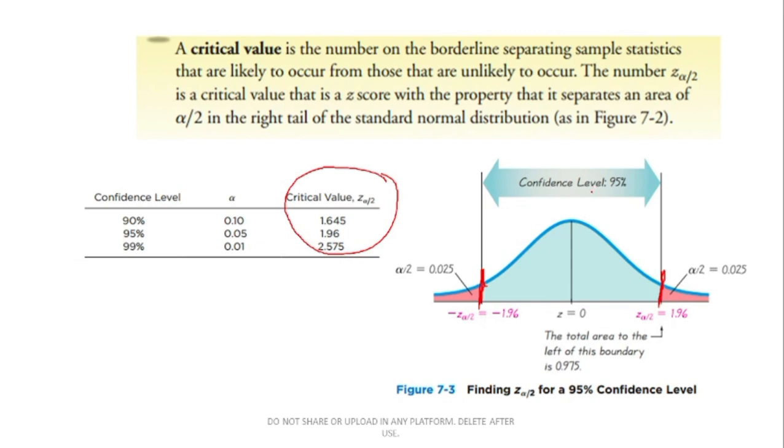So in this case, when our confidence level is 95%, this region, the area where it will not likely occur, is this region. So how did we get that? Of course, for 95%, 1 minus 0.95 is equal to 0.05, and 0.05 divided by 2 is 0.025.